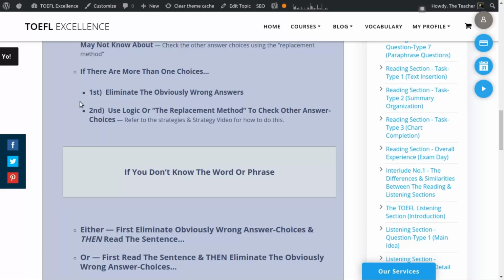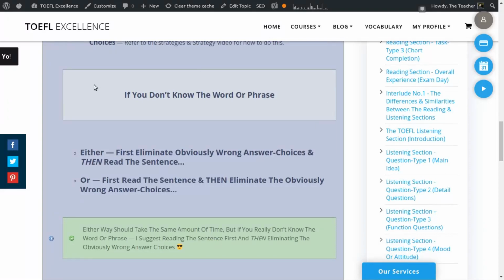So a lot of times that happens mentally, and it only takes a second or two. The second one is with whatever the choices could be, go to the replacement method or just use logic to make sure that it fits in the sentence. Once you've determined which one it is, then choose it and move on to the next question.